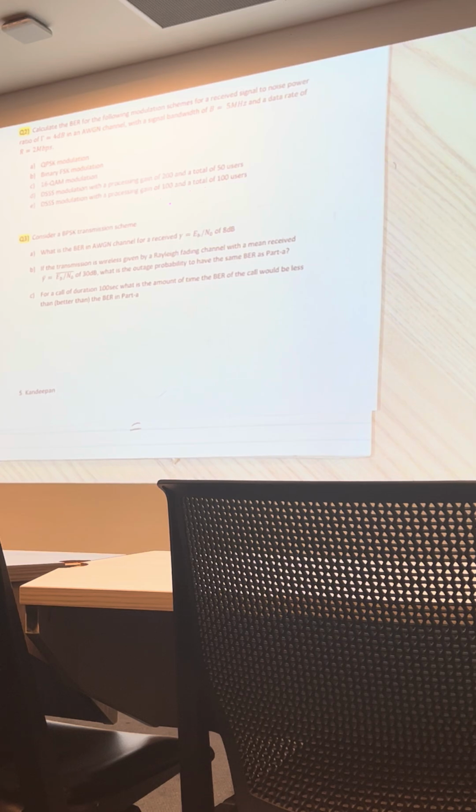Diffusion, so that P_e is equal to Q of root over 2 gamma. This is it.